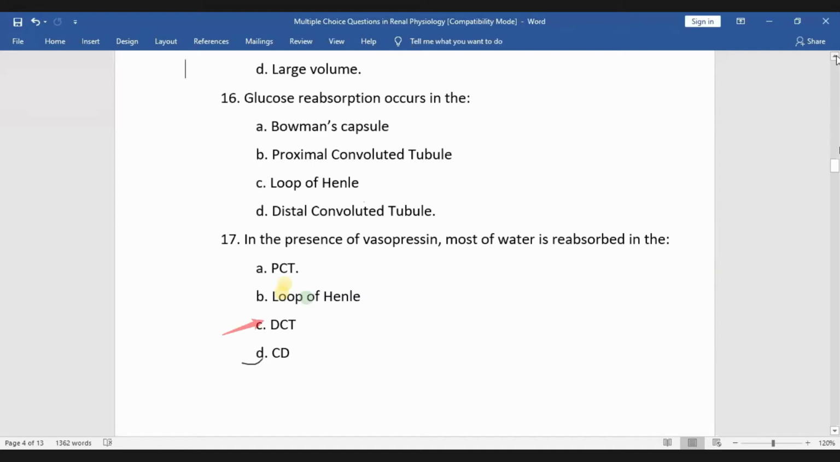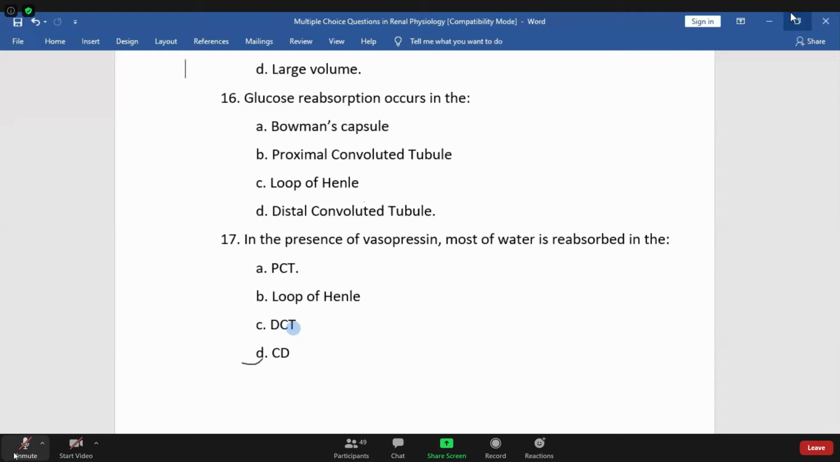In the presence of ADH, most of the water is reabsorbed in the collecting duct? Ladies and gentlemen, where is most of the water reabsorbed in the nephron? 60 to 70%, 65 to 70% of water is reabsorbed in PCT. Do you remember that one? And does it require the presence of ADH? No. So even in the presence of ADH, most of the water is still absorbed in the PCT, not the collecting duct.